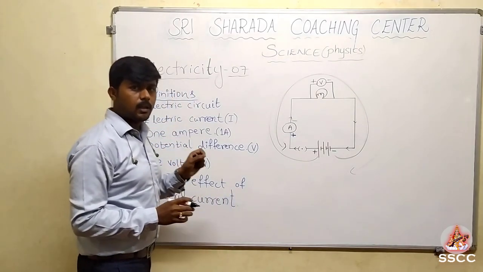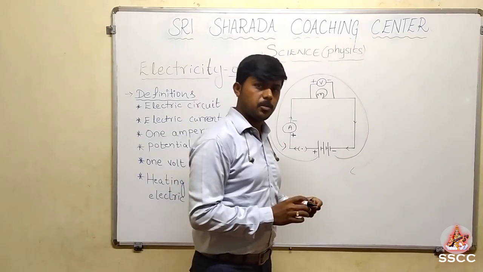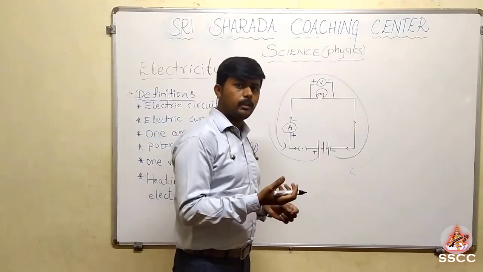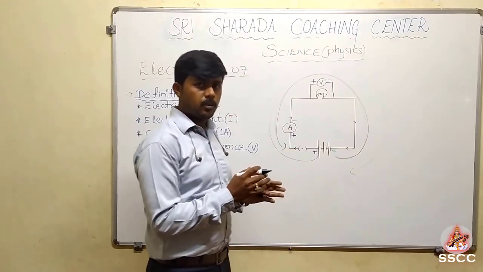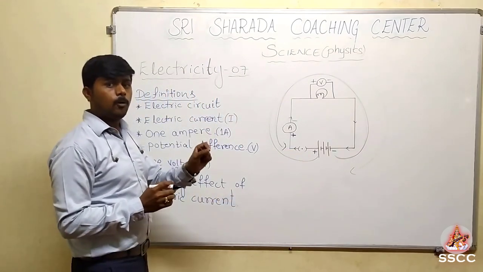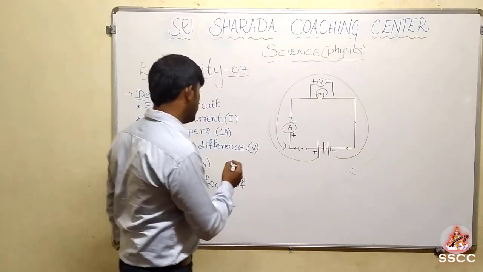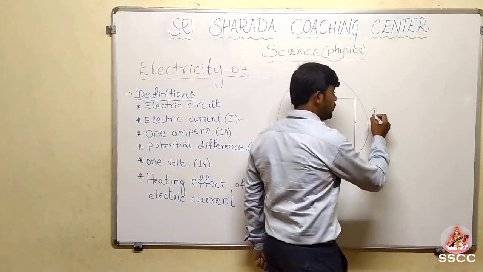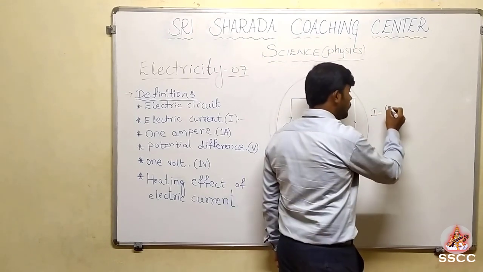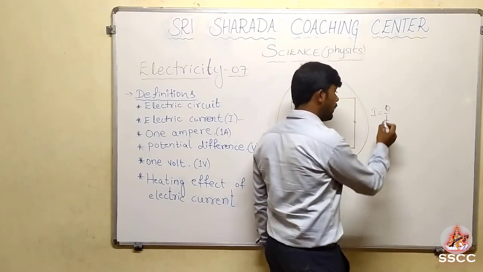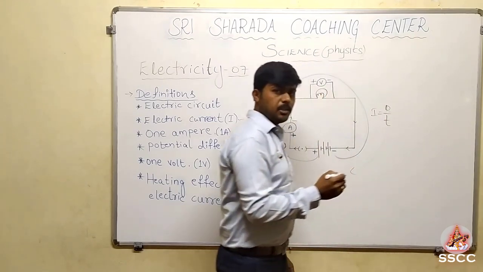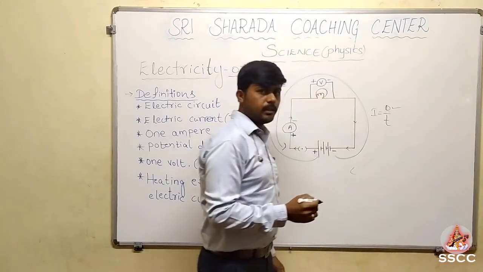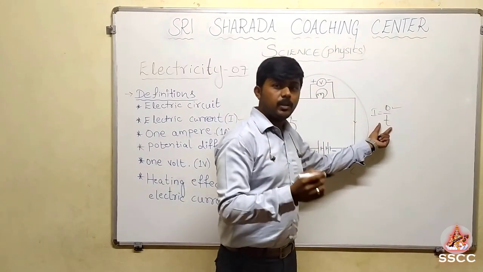Electric current is the rate of flow of electric charges. How to write the mathematical form of the electric current? Observe the definition here: the rate of flow of electric charges. Electric current is denoted by the letter I. We can write I is equal to Q divided by T. What is meant by Q here? Q is nothing but electric charge. T means with respect to the time.